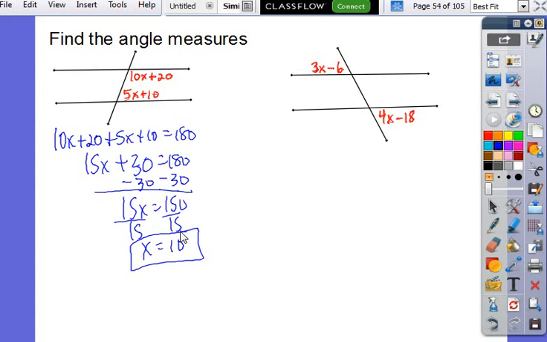So 10 times 10 plus 20, that gives me 120 there. 5 times 10 plus 10, 60 there. Yes, 120 plus the 60 is the 180, which is what it should be.